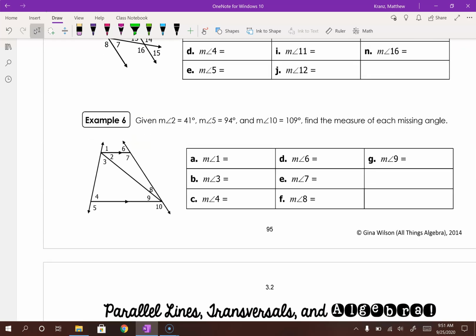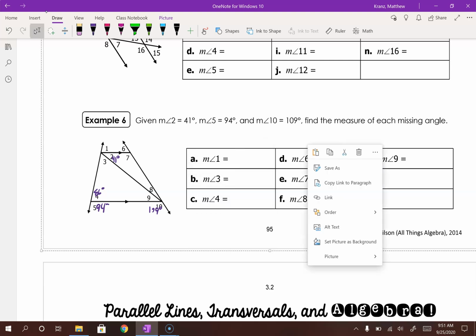All right, number 6 is a little tougher. Number 6, we just kind of have to identify what's going on here. It says that angle 2 is 41. So this one here, 41 degrees. Angle 5 is 94. And angle 10 is 109. All right, so let's figure out what's going on here. I know that these two here are a linear pair, so they have to equal 180. So that'll give me 86 right there.